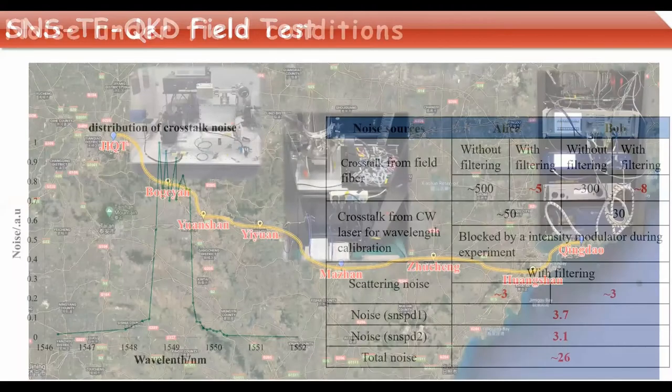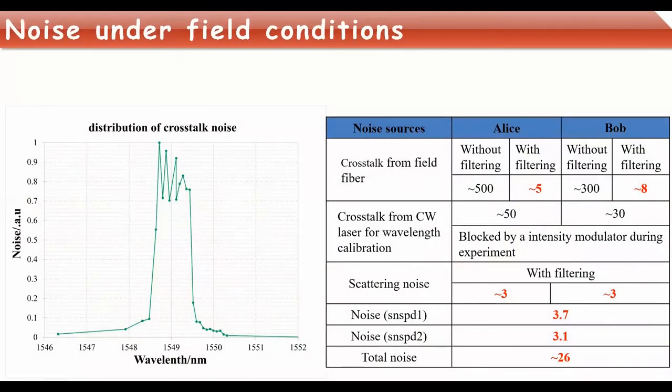The main difference between the field test and the lab is that we have crosstalk, because in our cable we have many classical communication fibers. They are doing other things, for example transferring telecom or TV signals, and there will be some crosstalk. You can see here some crosstalk noise and the spectrum noise. If you don't do any filtering, the noise count rate is about 500 or so.